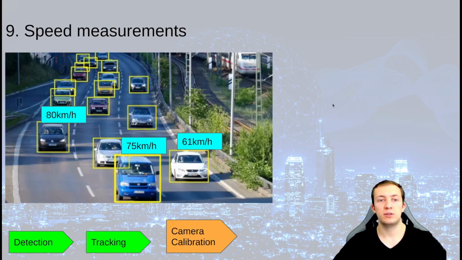Another classical use case of computer vision is speed measurement from cameras. As usual, we start from detection and tracking of vehicles. We can identify the path traveled by a single vehicle. The hard part is to calibrate the camera in order to convert the path of a vehicle inside the image to the real-life path. And then we can divide the distance by the time to find the speed.